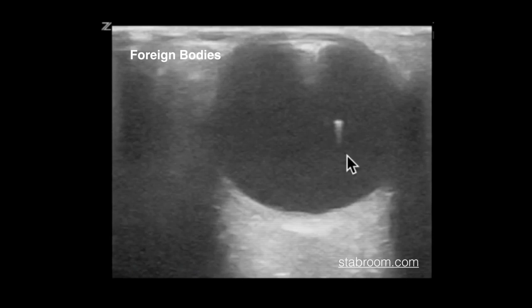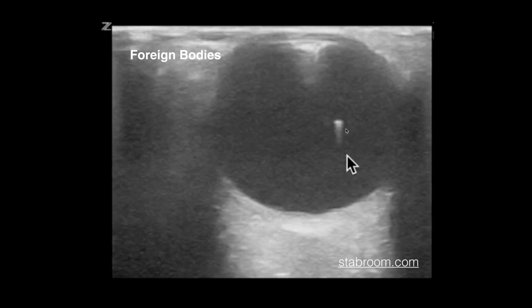All right, so what else can you see with the eye? This is relatively easy for you to spot, I'm sure, as well. This is an example of finding a foreign body in the eye. This is a BB with some ring down artifact. So metal is something you're going to be able to see pretty well, and usually it's a metal sphere like this.